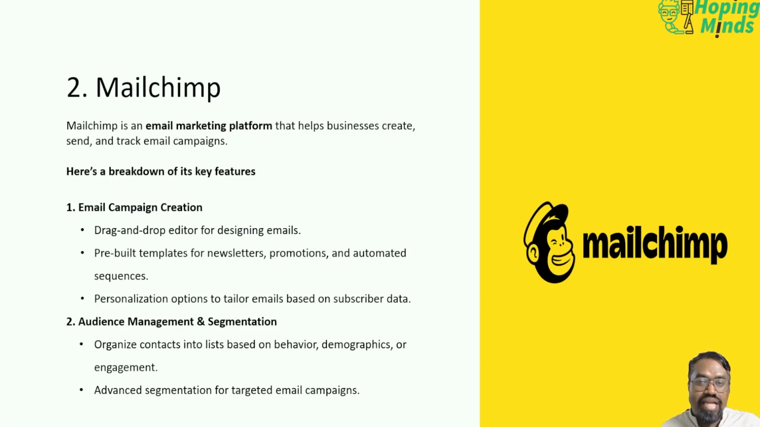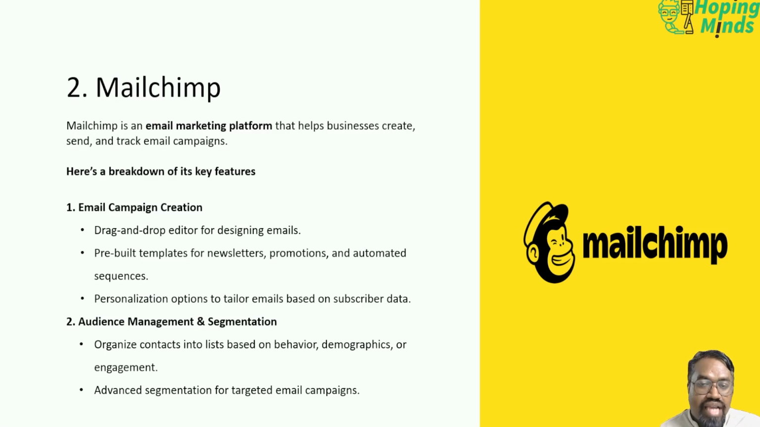Now we will see Mailchimp. Let's break down the key features, and then we will see the dashboard of the Mailchimp interface, right? Mailchimp is an email marketing platform that helps businesses create, send, and track email campaigns. It again has a drag and drop editor for designing emails. It also has the same. It might have different templates for newsletters, promotionals, and automated sequences. It can do personalization to tailor emails on the basis of the segmentations.